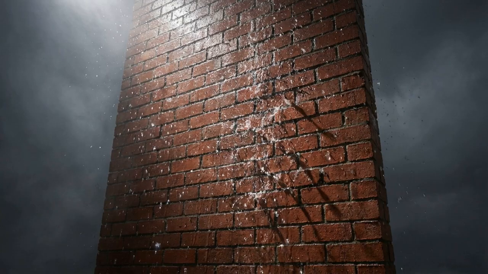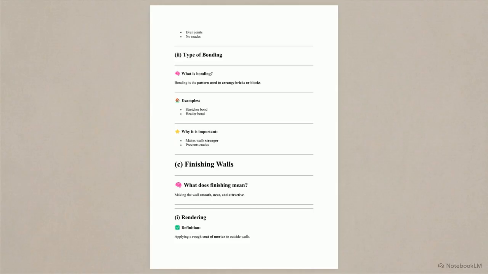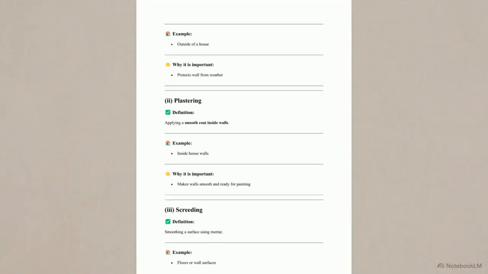A completed brick structure is strong, but it is still vulnerable. Finishing is the process of applying specialized coats to make the wall smooth, visually neat, and protected from environmental damage. For exterior walls, this document defines a process called rendering. Builders apply a thick, rough coat of mortar directly to the outside face, which shields the structure from harsh sun, driving rain, and wind.